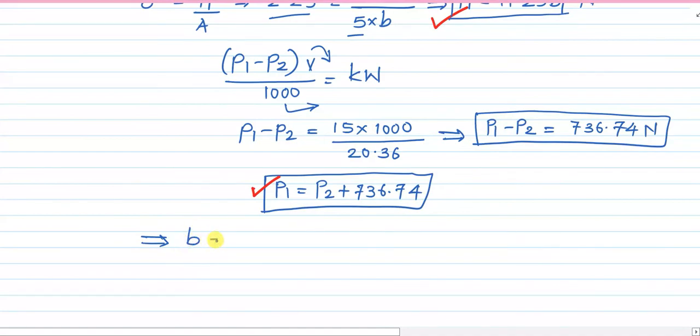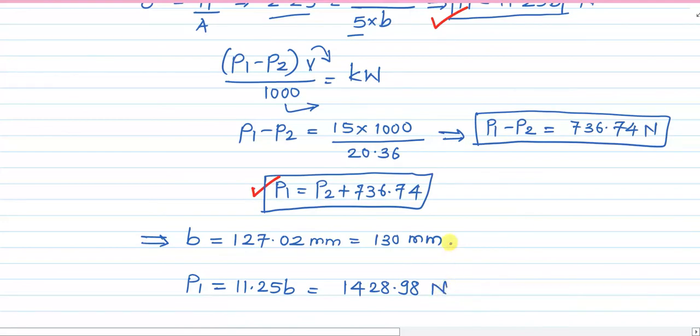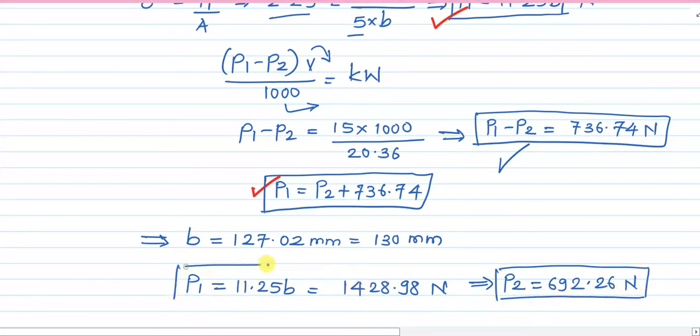Ultimately you will get what exactly is B. B, that is the width, will be equal to 127.02 mm, or when we round it up it will become 130 mm. On the basis of this B, immediately we can calculate P1, because P1 is equal to 11.25 B. So it is equal to 1428.98 Newton. Then we have the relationship between P1 and P2, so on the basis of this we can immediately calculate P2, which will be equal to 692.26 Newton. So now we have the values of P1, P2 as well as the width of the belt.